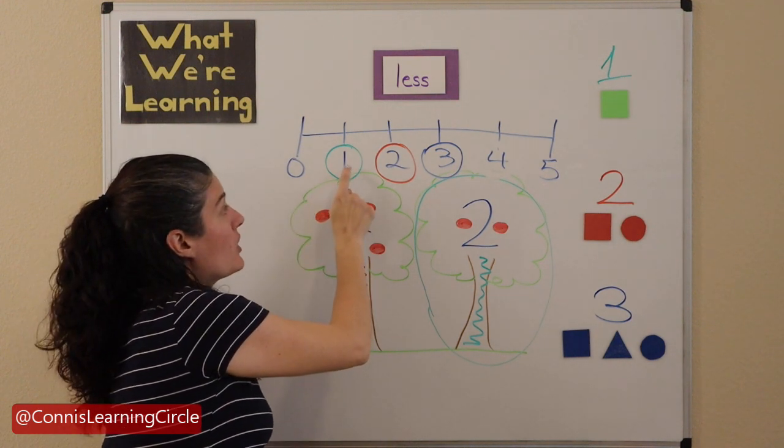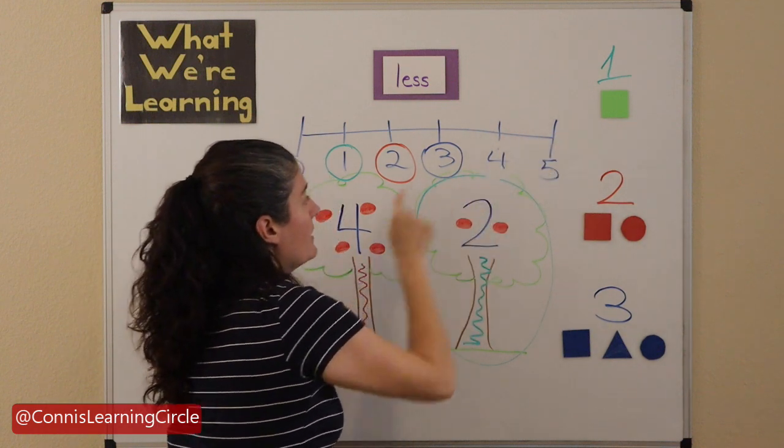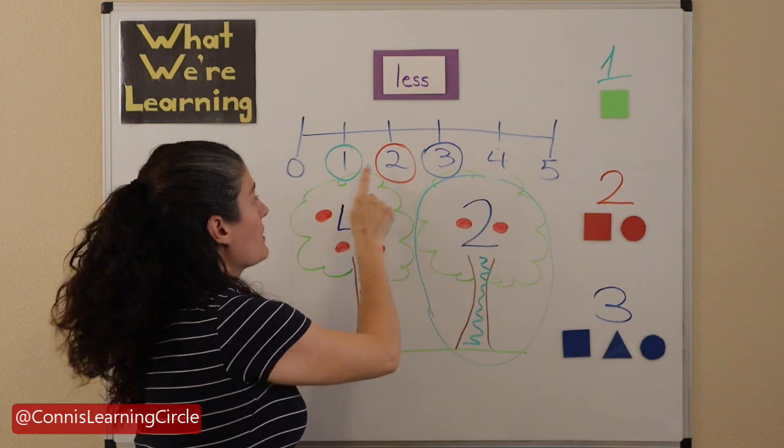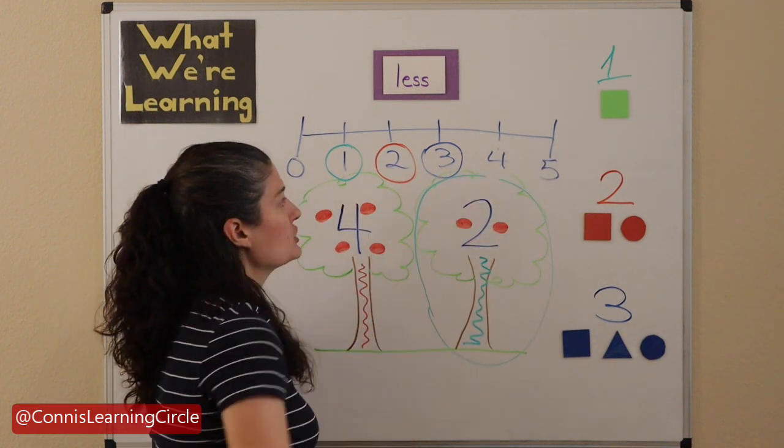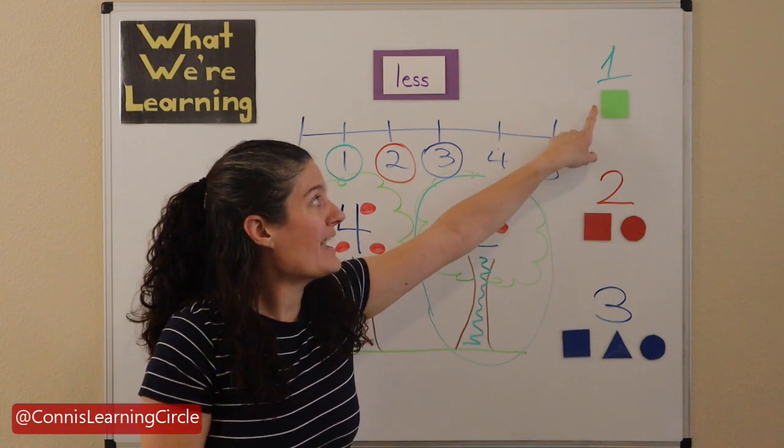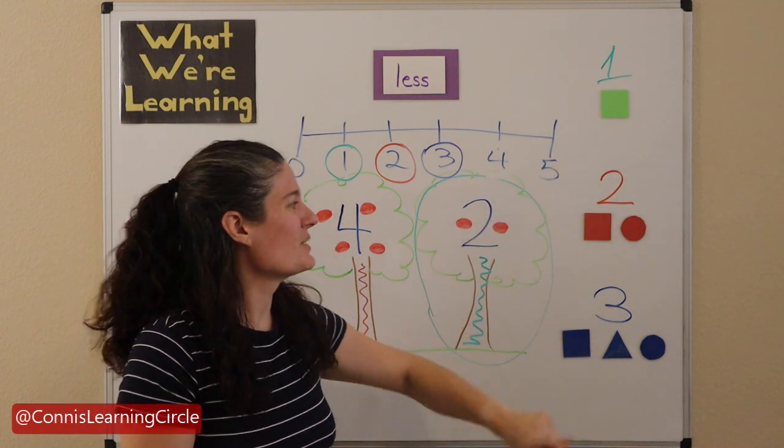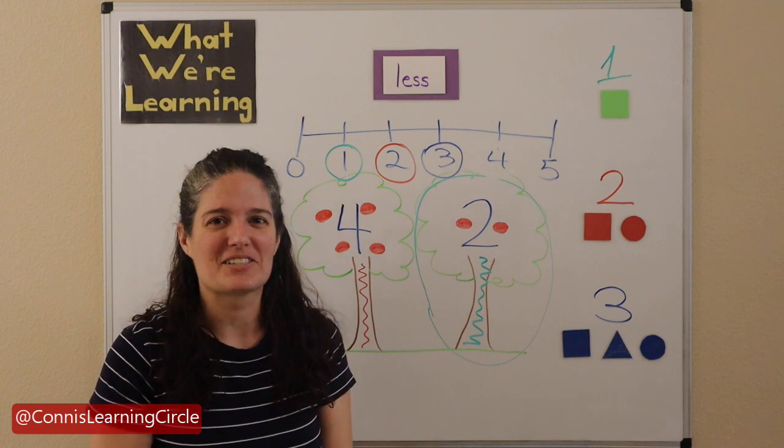That means that there are less green shapes than there are red shapes. There are less green shapes than there are blue shapes. We have less green shapes than we do all the other shapes.